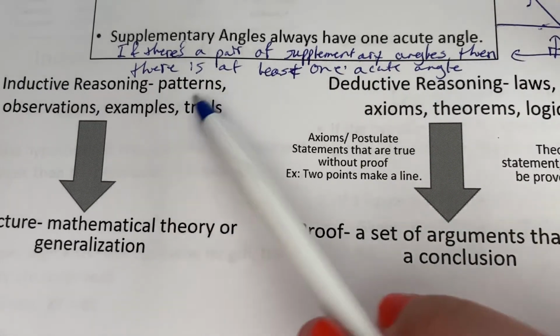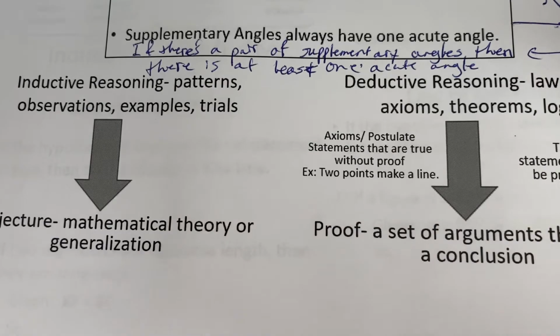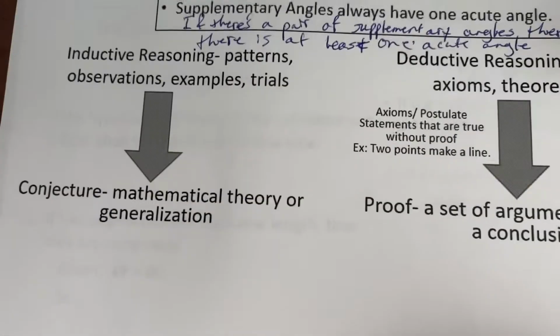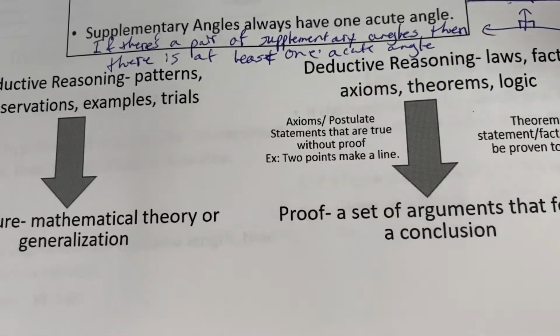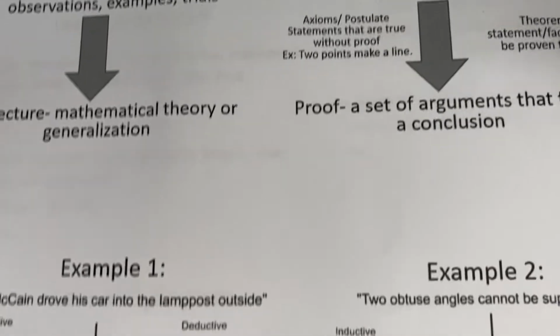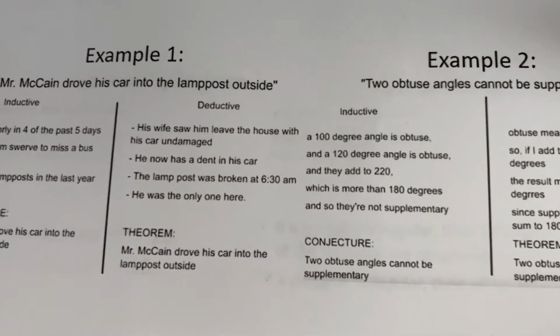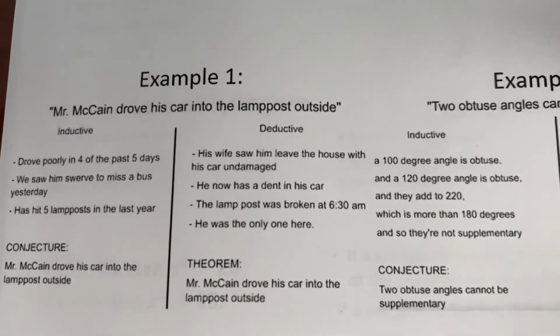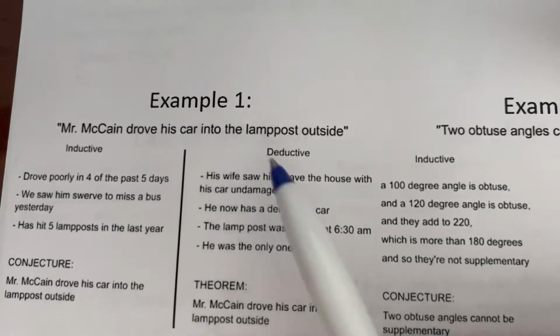Inductive is kind of just skeptical. I think my printer's done, yay. It's just a conjecture, which means it's a theory. I'm just coming up with a theory. So let's go ahead, and here are two different examples that help you see this. So the first example is Mr. McCain drove his car into a lamppost.